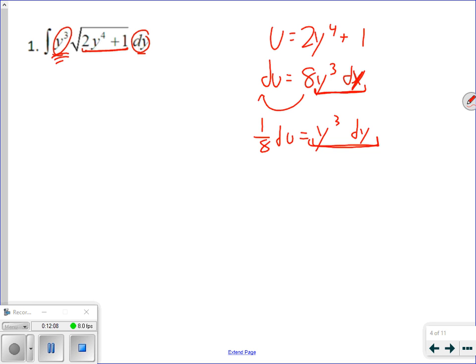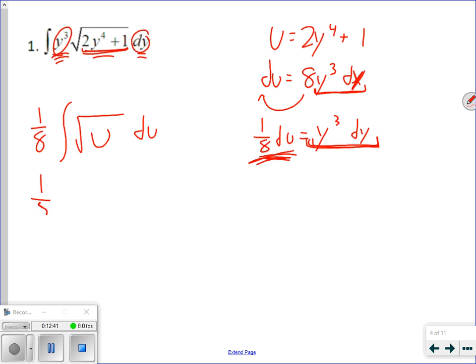So this and this are going to go away because I'm plugging in 1/8 du. I'm going to go ahead and bring the 1/8 out as a constant. Instead of the square root of that stuff on the inside, I got u. And instead of y cubed and dy, I got du. If you wanted to plug the 1/8 in first and then pull it out after just so you can see it, that's fine. But I always bring the constant out when I'm doing it. And this isn't terrible at all.